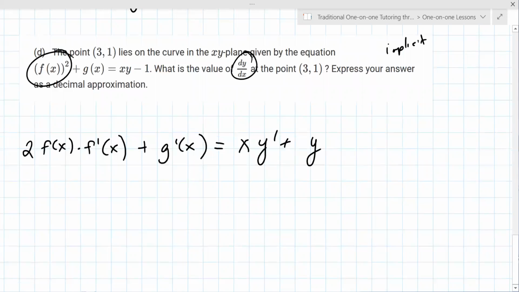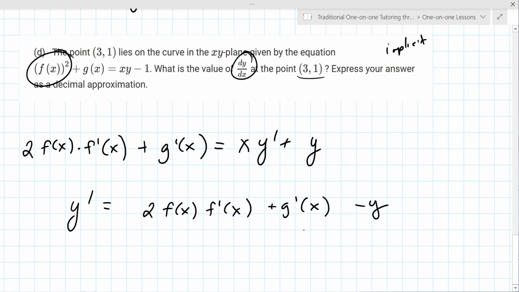Now it wants you to solve for y prime. So you have a choice. You can put the numbers in, or you can solve for y prime and then put the numbers in. What do you think you would do on the exam? Plug in the numbers for X and Y, and then move some things around? No, I think move things around first. Okay. So y prime is 2 f of x, f prime of x plus g prime of x, minus y, all over x.